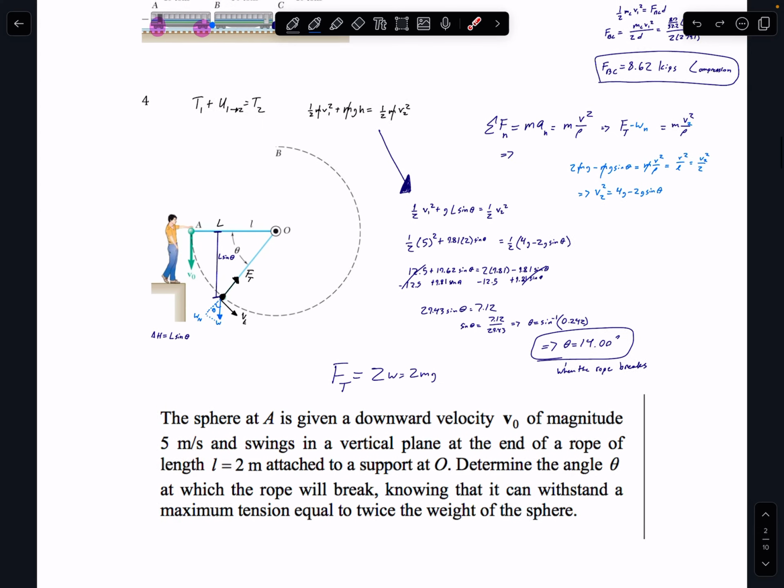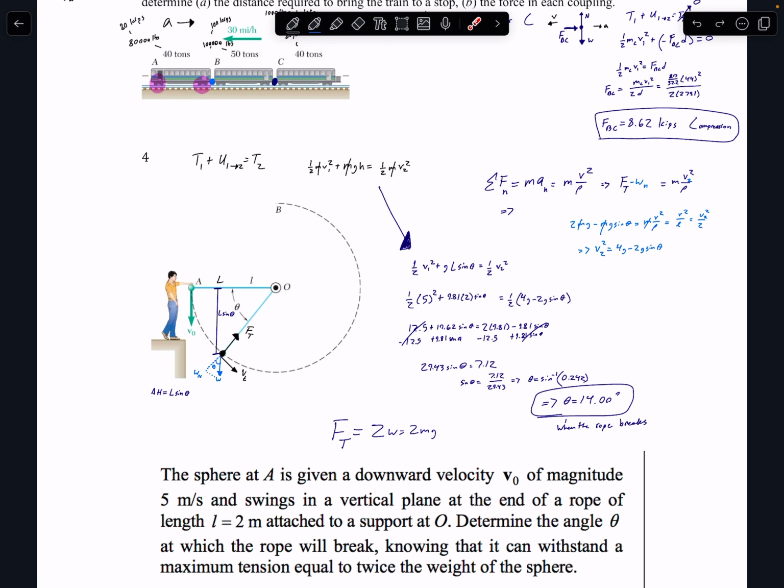And problem number 4. Let's see. We have a sphere being released from up here. We're trying to find the theta at which it breaks. We know that once the force of tension is equal to 2 times the weight of the mass, that means the string will break.